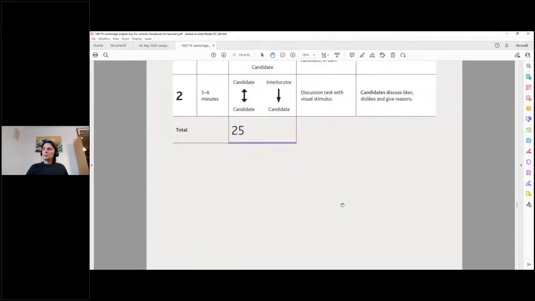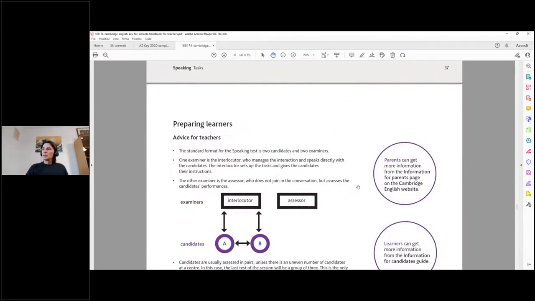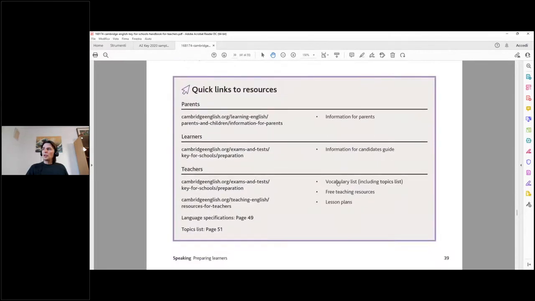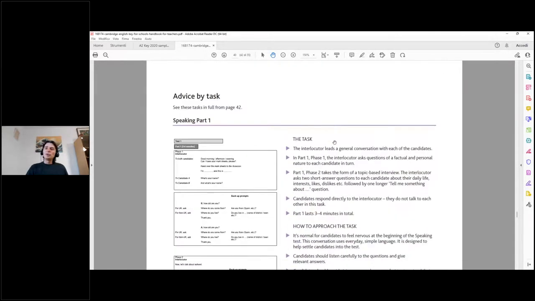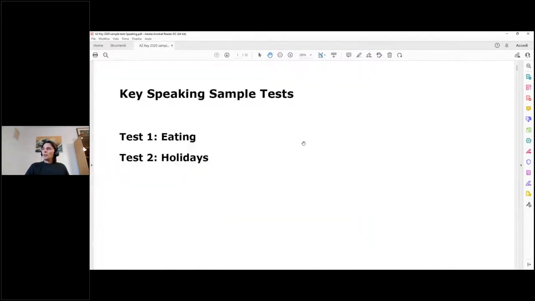So these are how many points you can get, okay? And then, again, you have this class material. If you want to use it as a reference in the future, I strongly recommend you take a look at it.